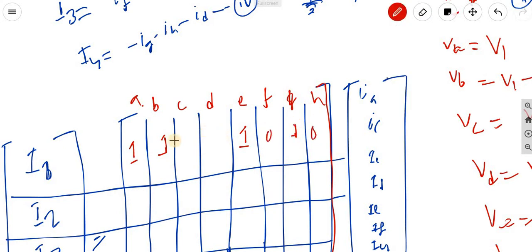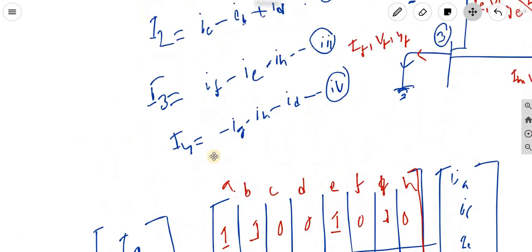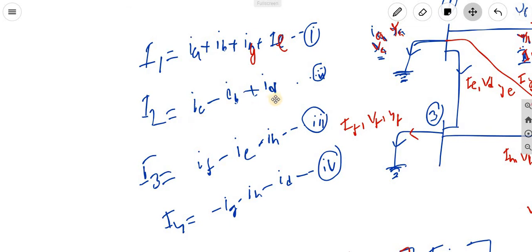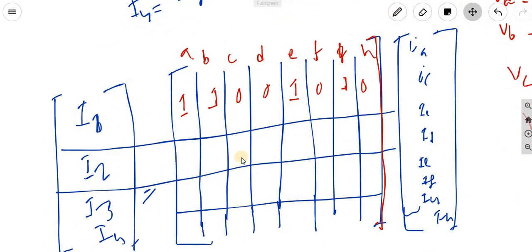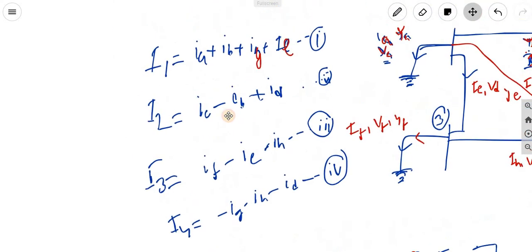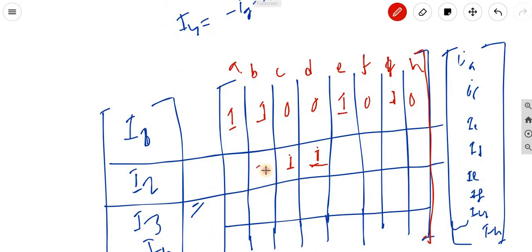Others are 0. If others are 0 and I1, I2, IC and ID positive and IB is negative. IC, ID positive, but IB negative. It's negative. 0, 0, 0, 0. Okay.